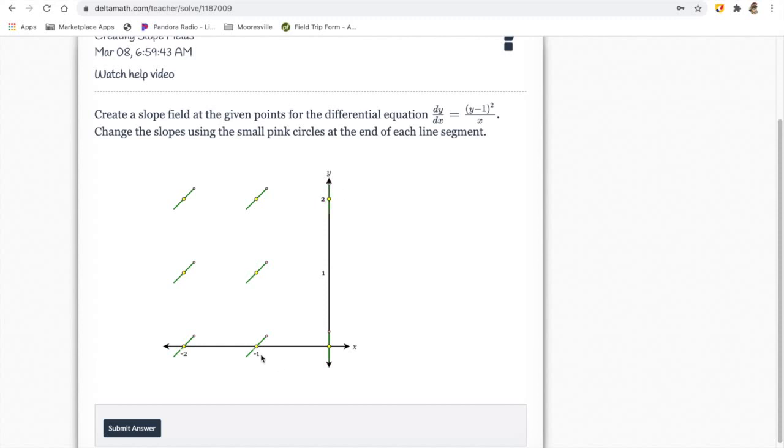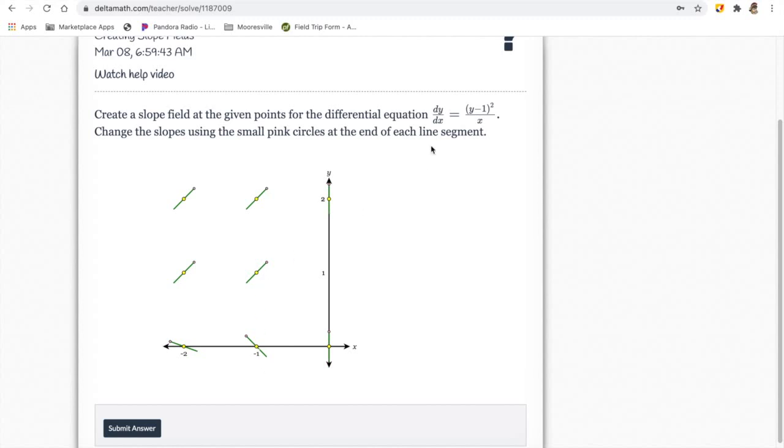All right, if x is negative 1, this is negative 1, 0. Well, that's going to be a 1 on top, negative 1 on bottom. So 1 over negative 1 is negative 1. So I'll make that a negative 1. If I plug negative 2, 0 in, 0 here gives me a 1 on top, negative 2 on bottom. So 1 over negative 2, that's a negative 1/2. Okay, negative 1/2 is a very gradual slope, negative. So very gradual negative slope.